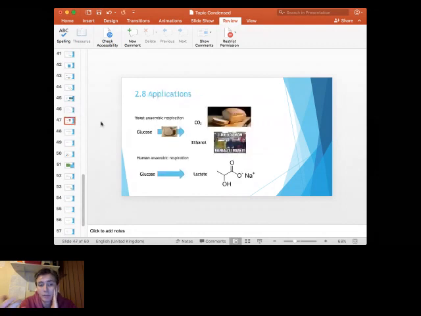Right, so you have to be able to apply this understanding to say that in yeast molecules, anaerobic respiration can be used to produce CO2, which can be useful when you're making bread and when you need dough to rise. And it can also be useful when you want to produce ethanol, for example, for making alcohol or alcoholic drinks like beer or wine. That's done through what's called a fermentation process of glucose. And then anaerobic respiration produces lactate in humans.